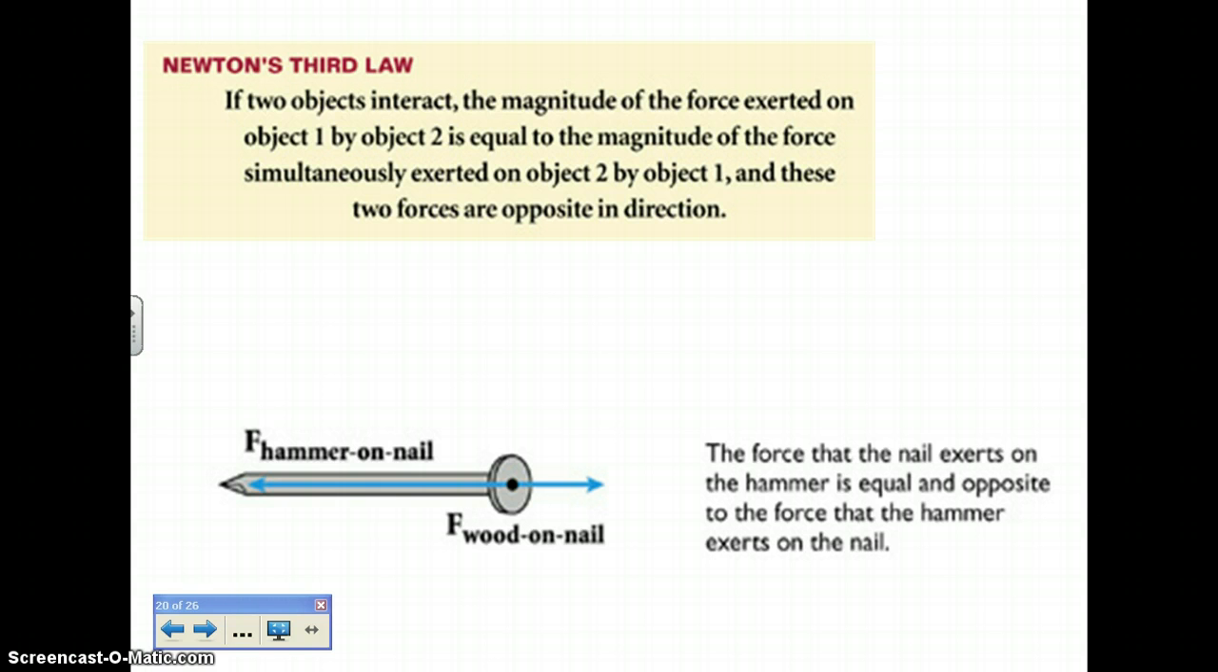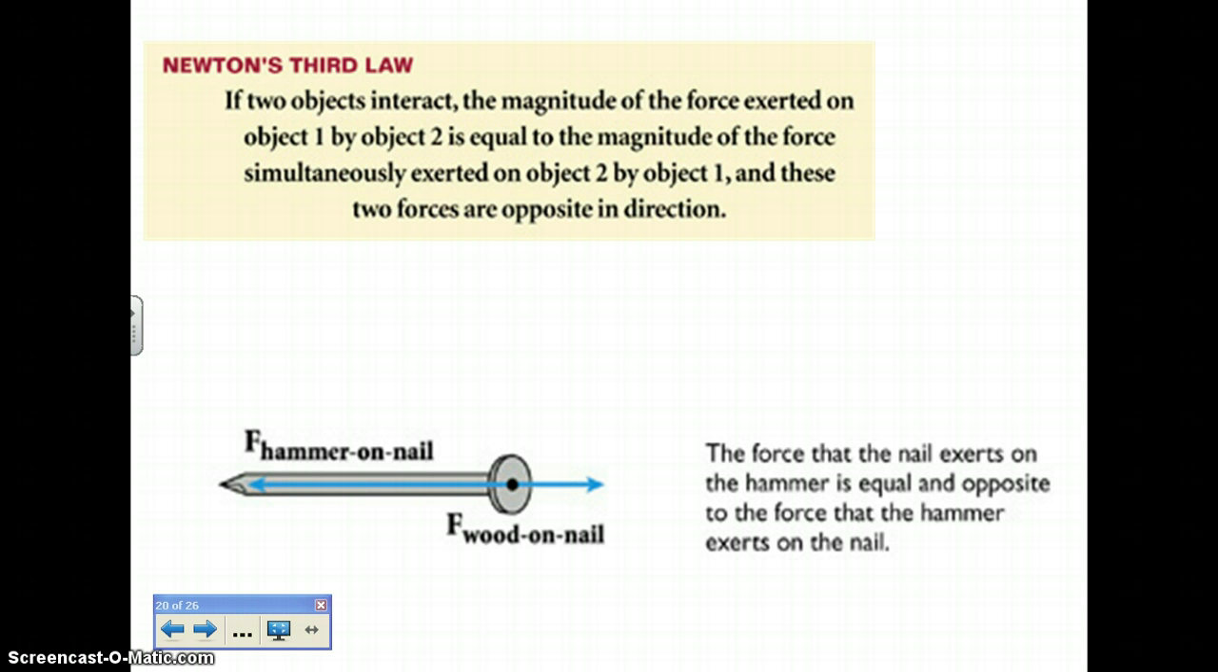So on this slide right here, we see that by definition from your textbook, it says if two objects interact, the magnitude of the force, so the number, exerted on object 1 by object 2 is equal and simultaneously exerted on the other one. Okay, so the amount of force that you're applying to an object is equal and opposite to the amount of force the object is applying on you.